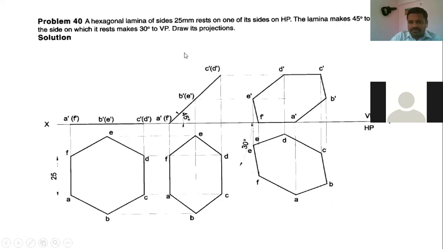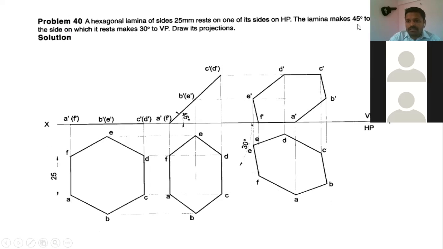So as we discussed, we require three conditions. One condition is where it is resting, on HP, correct. On which condition, either corner condition or edge condition. It says side or edge condition, that is done. For the second, we require the inclination of the plane with respect to HP, which is also given, 45 degrees. And the third data we require is the inclination of the plane with respect to VP. So all three data are given, so we can easily solve the problem.